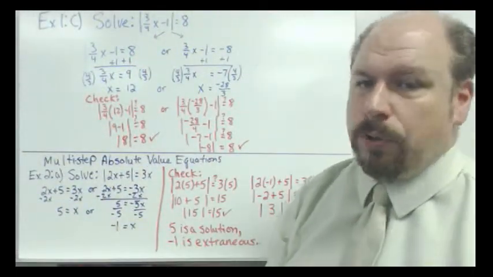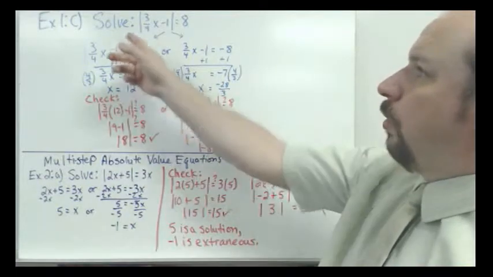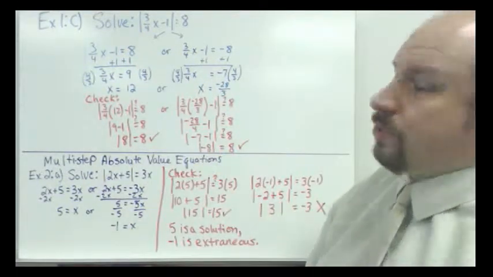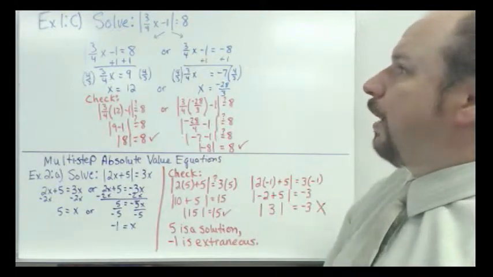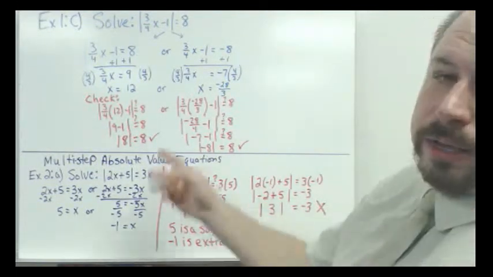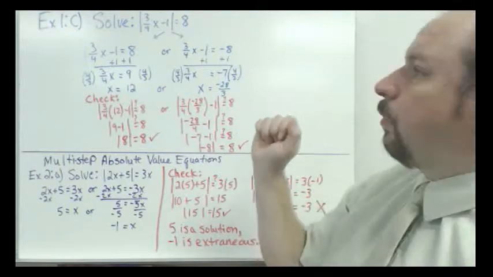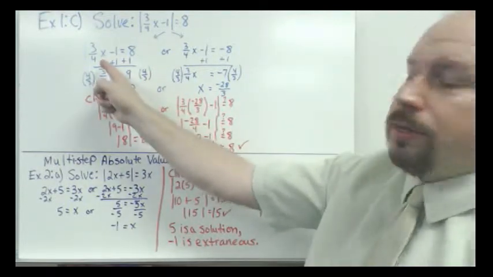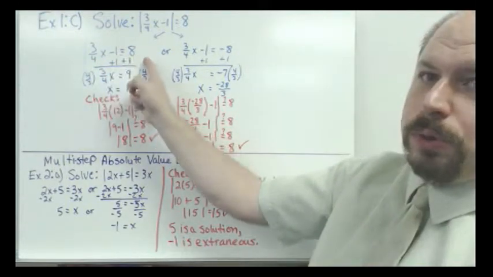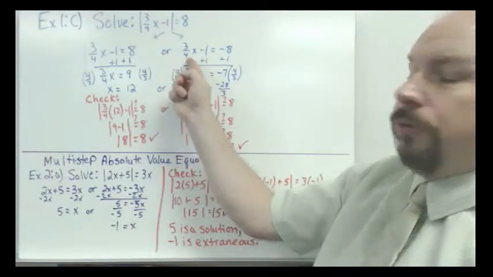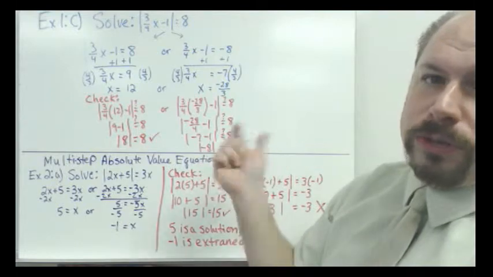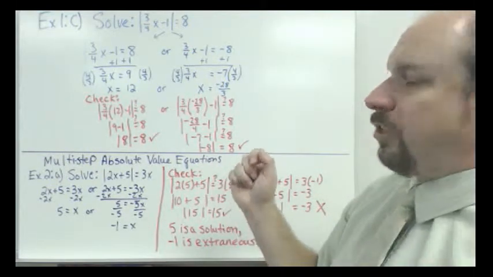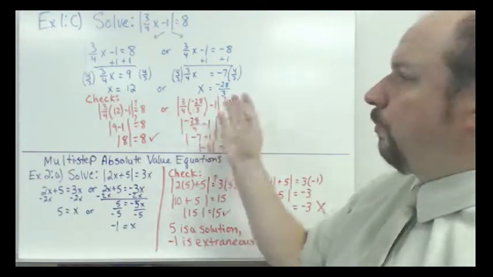Okay, example 1c. We're going to solve this equation, the absolute value of 3/4 x minus 1 equals 8. So, again, divide it up into two separate equations: 3/4 x minus 1 equals positive 8, or 3/4 x minus 1 equals negative 8. And we're going to solve each of those again. Just like before, it's going to be the same steps for both of these.